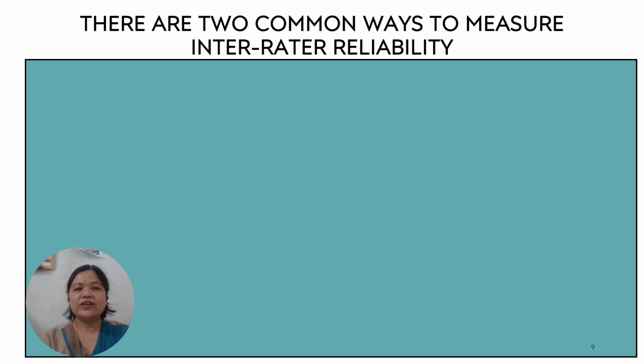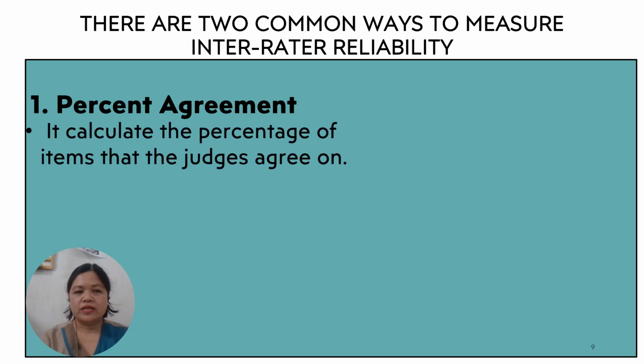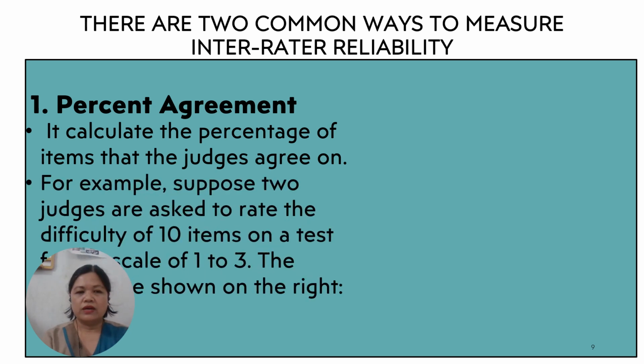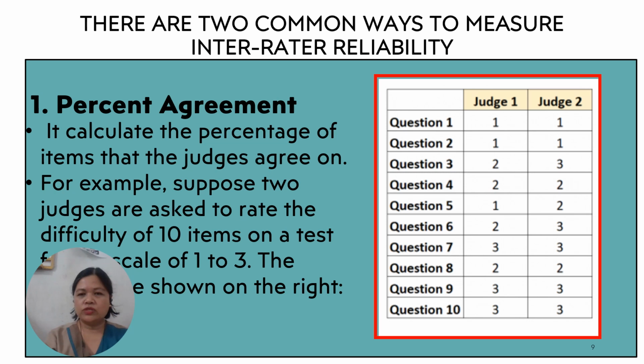All right, there are two common ways to measure inter-rater reliability. One is percent agreement. It calculates the percentage of items that the judges agree on. For example, suppose two judges are asked to rate the difficulty of 10 items on a test. From a scale of 1 to 3, the results are shown on the right. So yan, question 1, judge 1, 1, 1, 1. So, i-measure po natin yan.